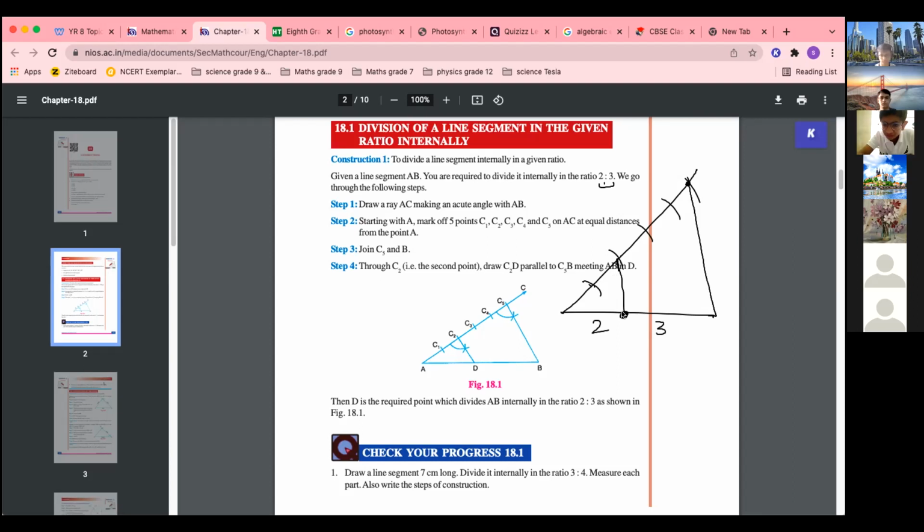Okay. So ma'am, whatever is the ratio, we add the ratio and mark the points. That number of arcs you have to make in this acute angle. Okay. Yes.